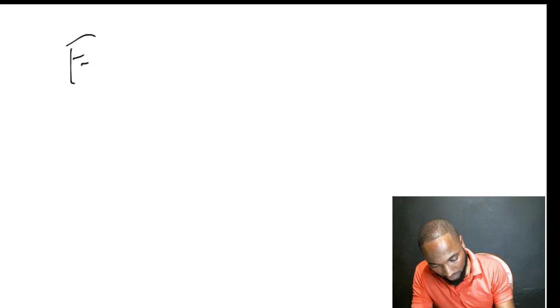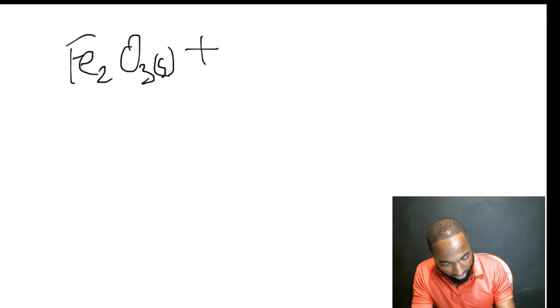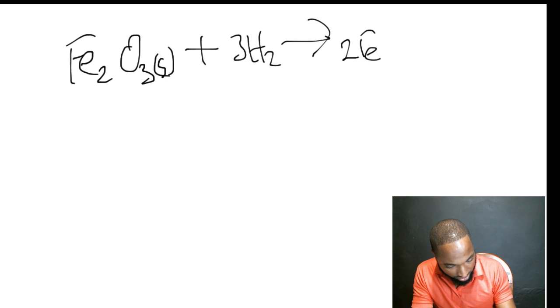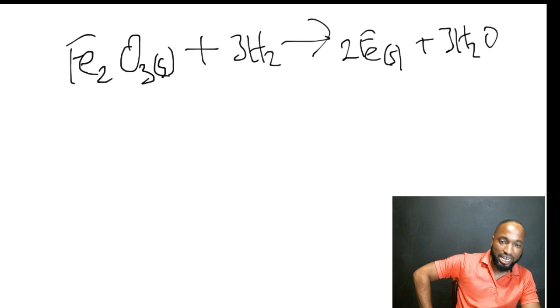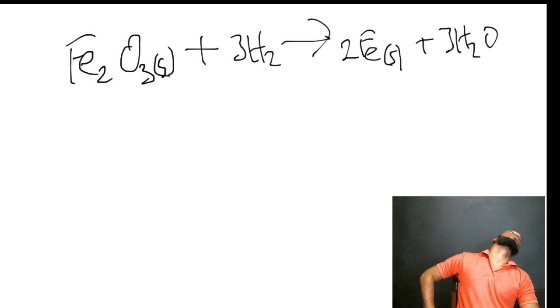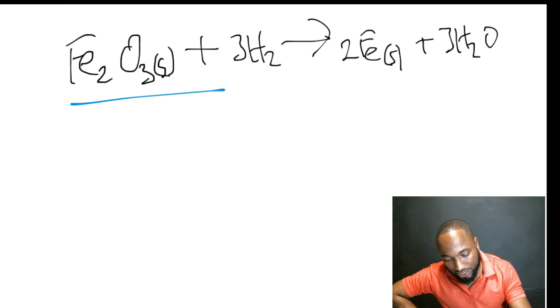Okay, we have Fe2O3 solid, so iron oxide here, plus 3H2, giving 2Fe solid plus 3H2O. Alright guys, first things first. They're asking which reactant is the oxidizing agent. Now the reactants are these, and these are the products.